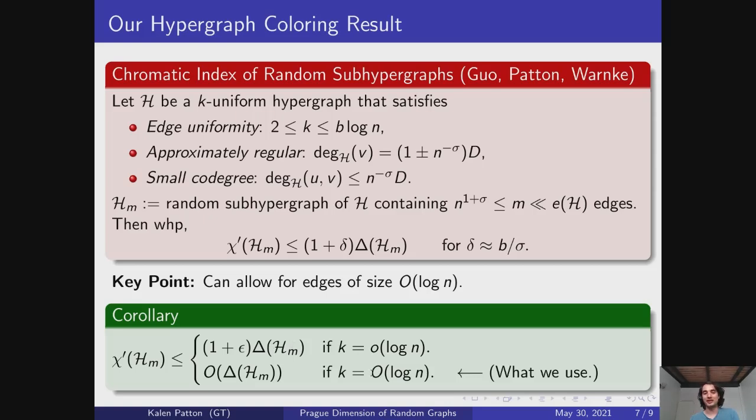However, in addition, if k is on the order of log n, then although b may not be very small, we can still choose b to be constant. And therefore we get delta that is constant, and we get that the chromatic index of H_m is on the order of the maximum degree. And this is the exact thing that we want to use for hypergraphs that have edges of size on the order of log n. We can still get that the chromatic index is on the order of the maximum degree, as long as we also satisfy these auxiliary requirements, but those are verifiable for our purposes. Okay, so with this result, we have now our main theorem.